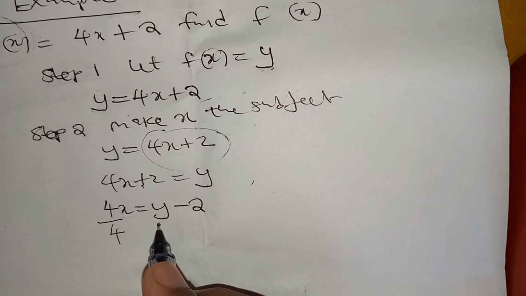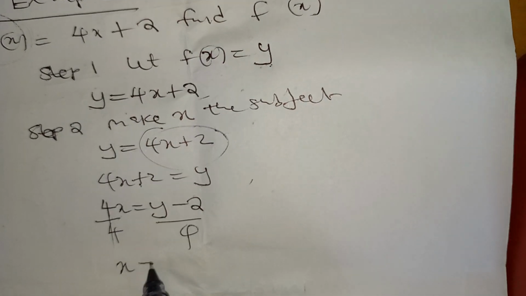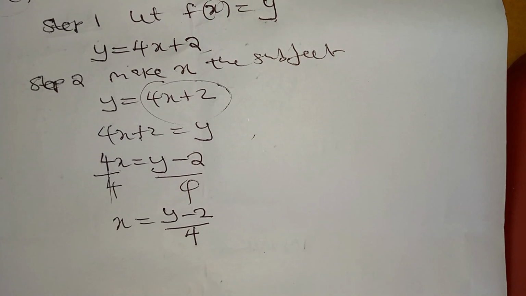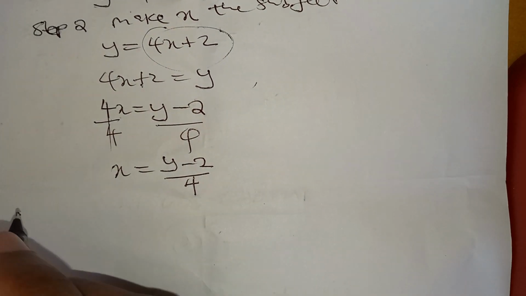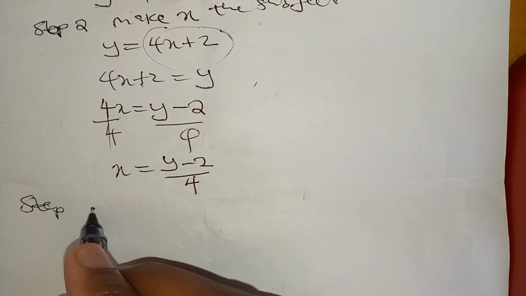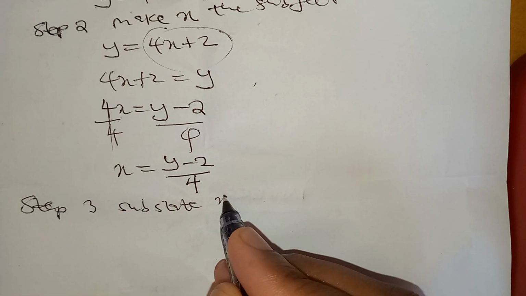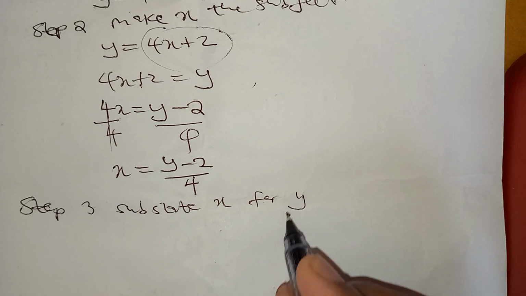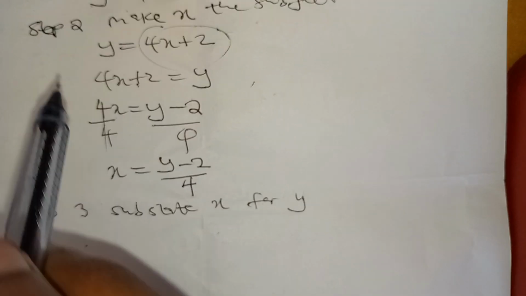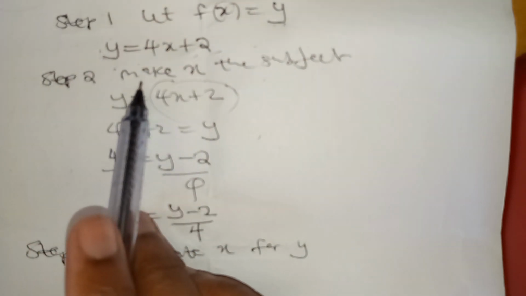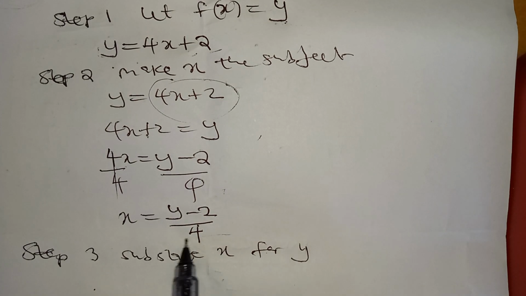We divide by 4, divide by 4. So x is equals to y minus 2 over 4. Okay, so step 3 is now substitute x for y. So here you now introduce this. After doing that, having this, then making x the subject of the formula, you have that.